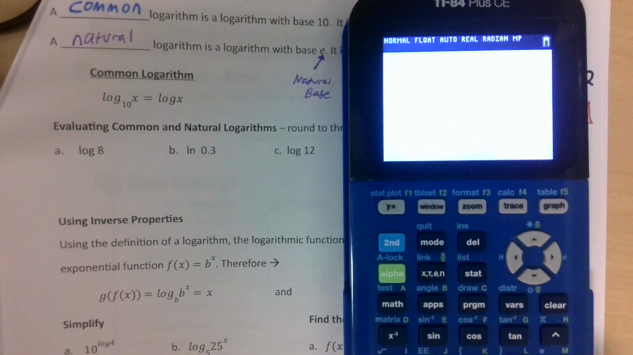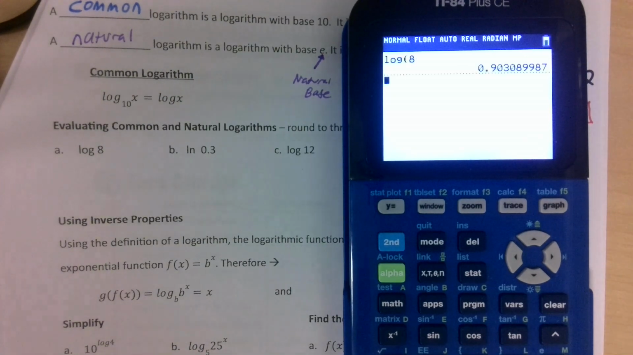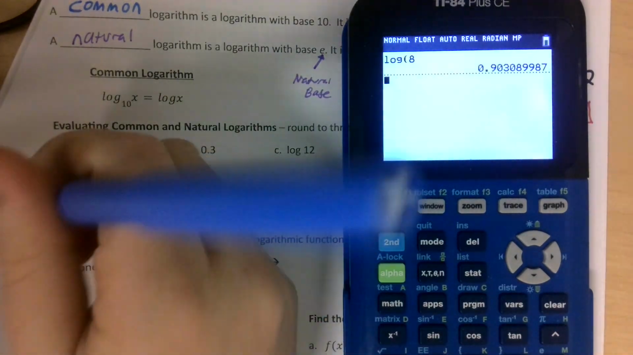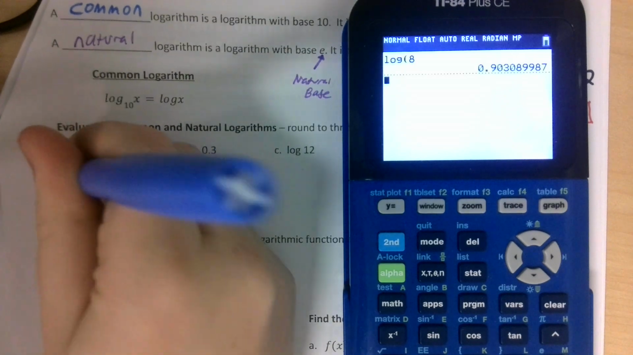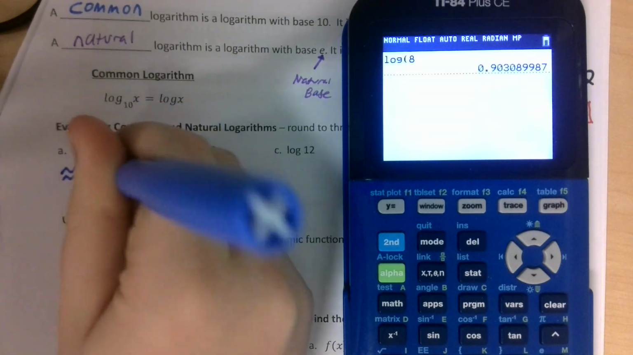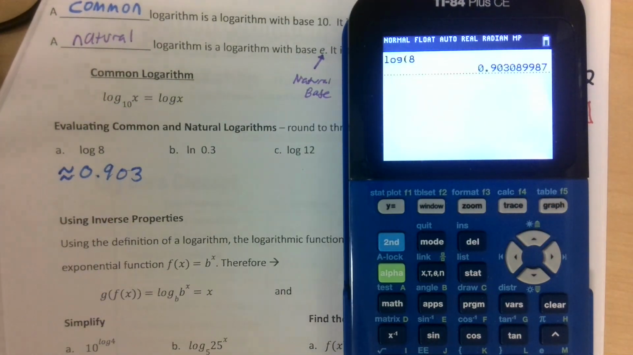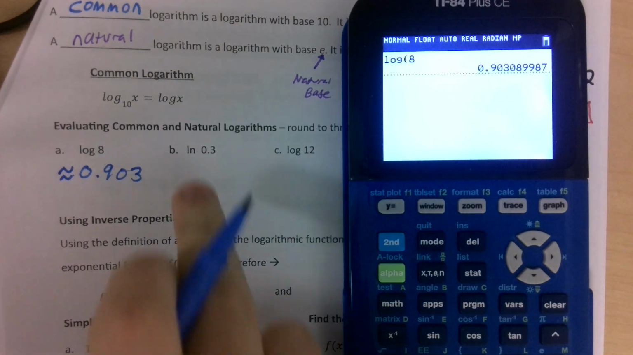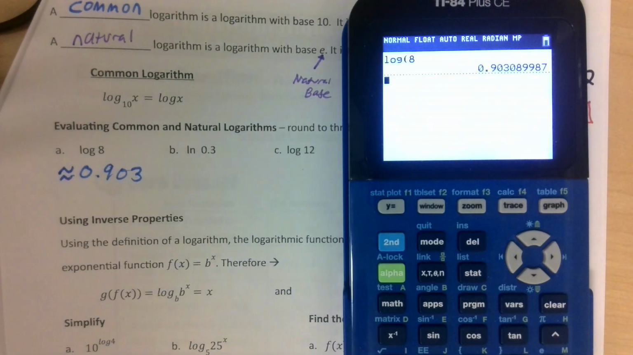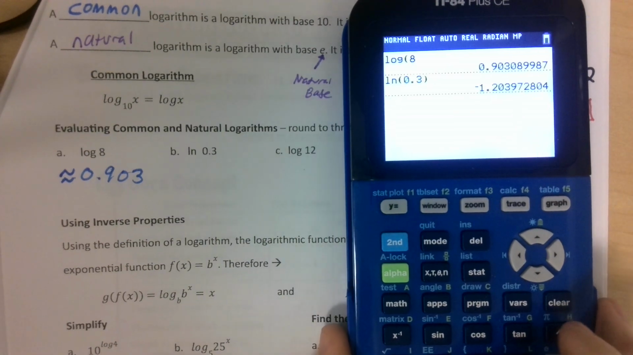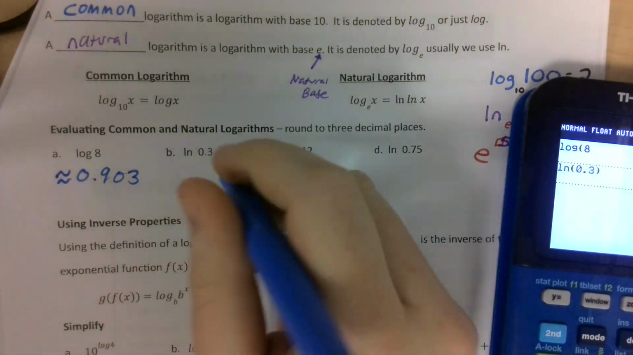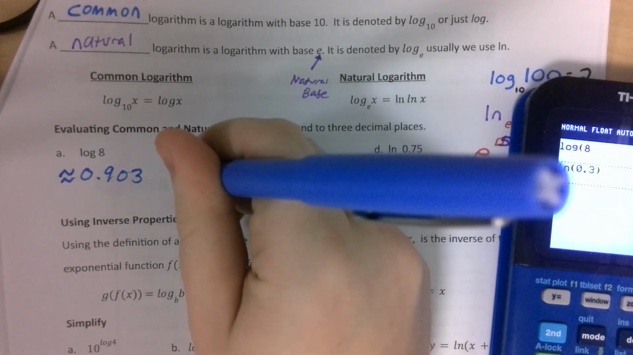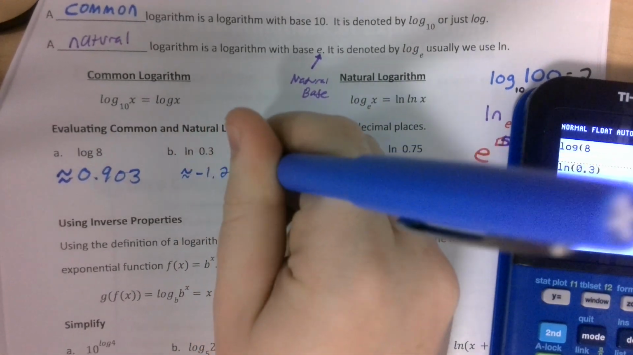So if I wanted to find the log of 8, I could just type in log 8 and press enter. Done! That's around 0.903. Or I could do the natural log of 0.3. ln 0.3, that's negative 1.204. Get the picture?